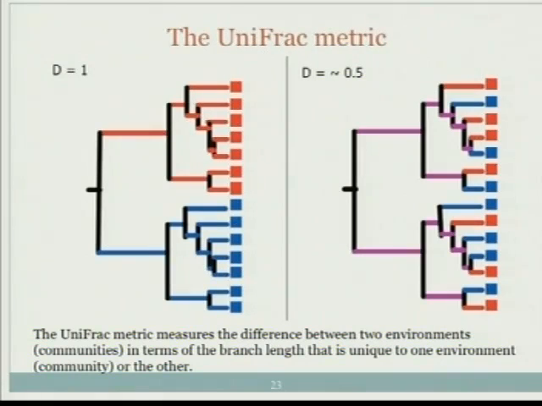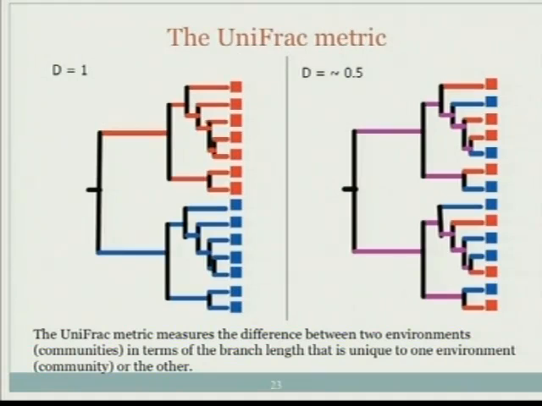So this is a tree. That's a phylogenetic tree that reflects the evolutionary history and relationships of all the reads. Which means the blue environment has very different species compared to the red one. So all the branches are unique. UniFrac is just the percentage of those unique branches among the entire length of the tree. So for the left one, the distance will be 1, which means they're totally different. And the right one is about half of that. They have some unique ones, but many of them share branches.